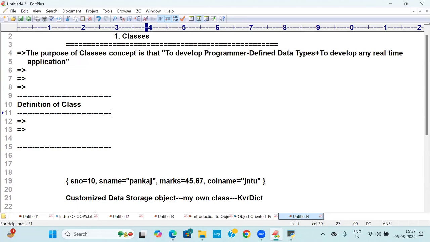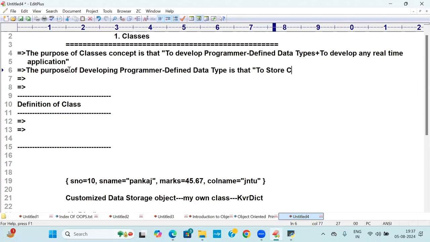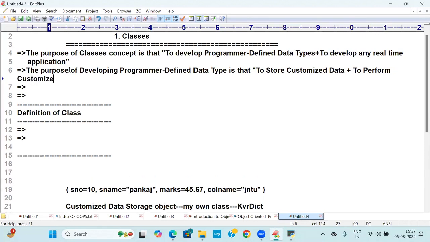Come to the point. What is the use of a programmer defined data type? I am saying the purpose of developing programmer defined data types is to store customized data, plus to perform customized operations.